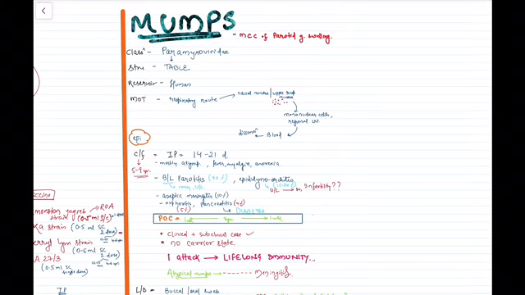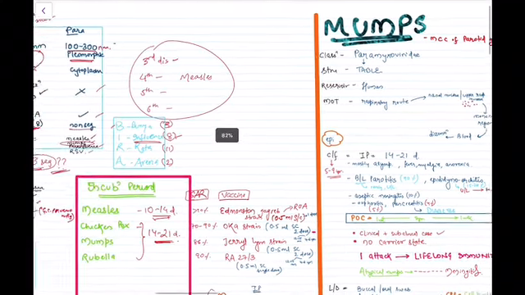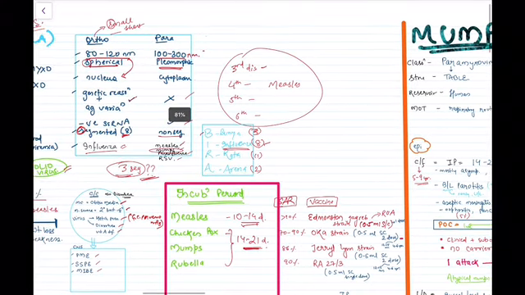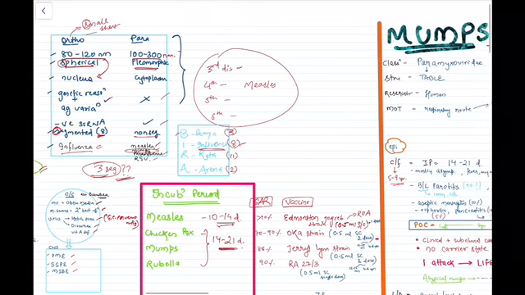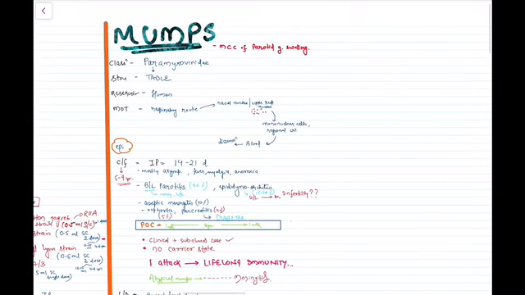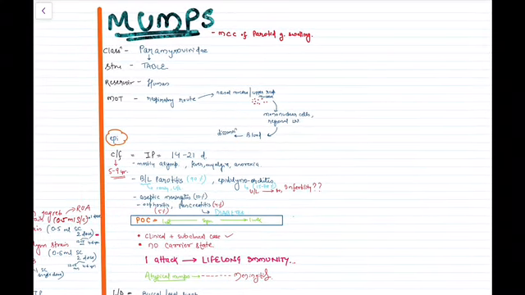Now, the same way which I have been telling, we'll start with the classification, and you already know the classification is Paramyxoviridae, because we compared this Paramyxoviridae with Orthomyxoviridae, which had the influenza virus. So this is the table, and if you haven't watched the measles video yet, do watch it, because many points from that video will be included in this video and I won't be repeating them. Just a general point: it is the most common cause of parotid gland swelling.